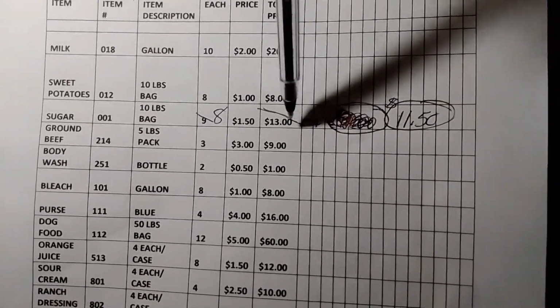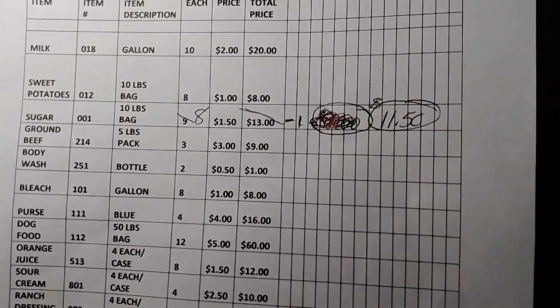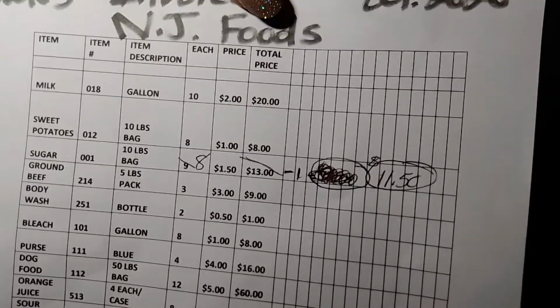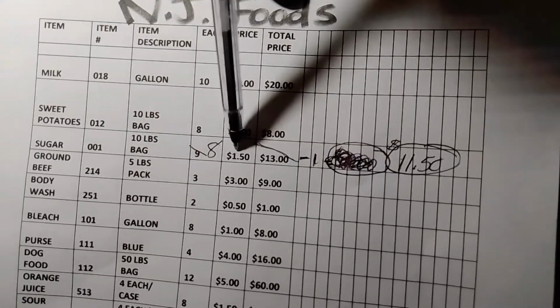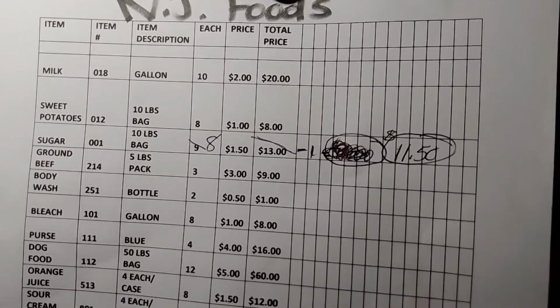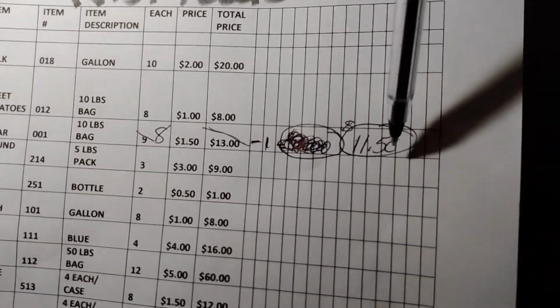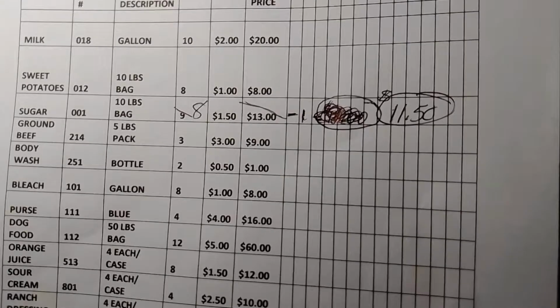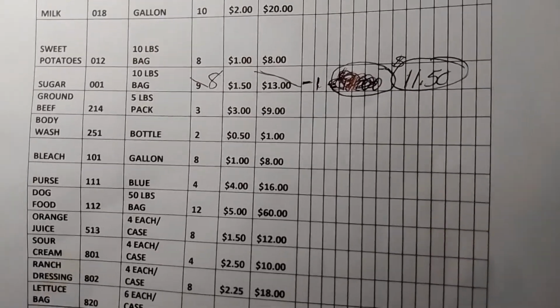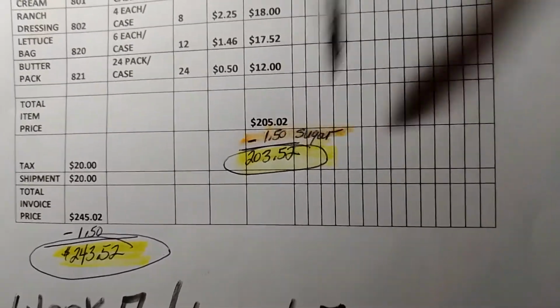And then I said minus $1.50, because to get 9 sugars is $13. And each sugar costs right here $1.50. So you would take $1.50 off of that $13. That will give you $11.50. Okay, then you would have to also deduct that from the bottom price.